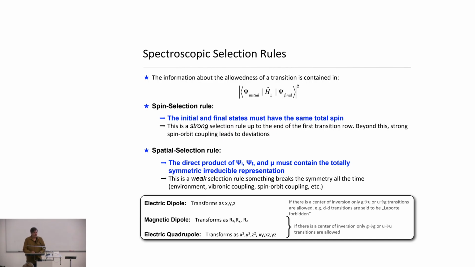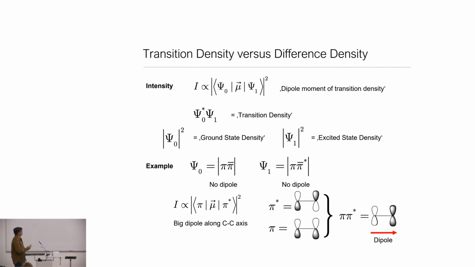So the next one I want to explain to you, that's really important, because I think that's also something that is often associated with a lot of confusion, and that is the difference between a transition moment and a difference density. And let's look at this simple example. Say we have the pi system of the ethylene molecule, right? So we have 1 pi orbital and 1 pi star orbital.